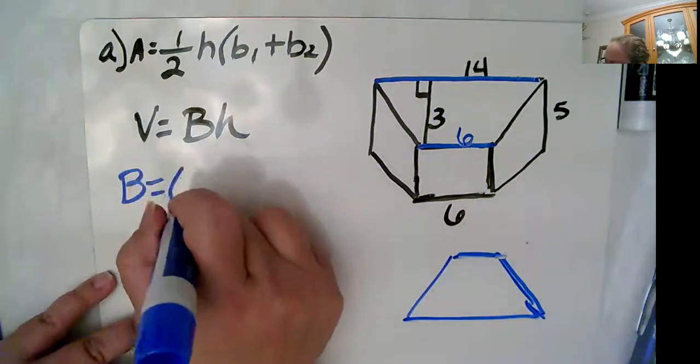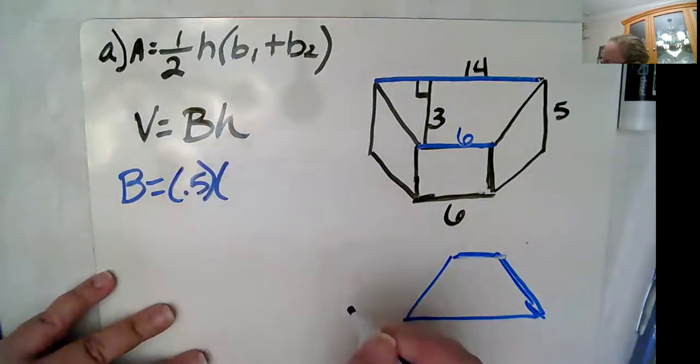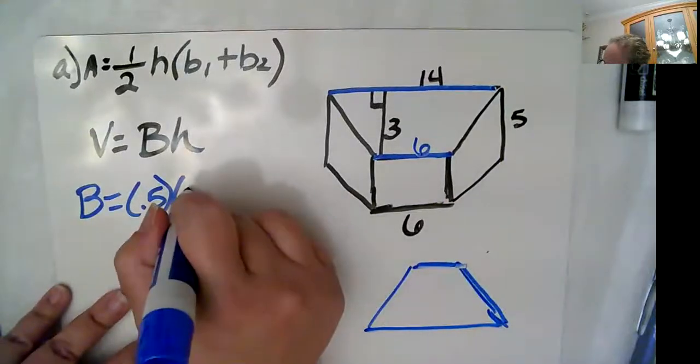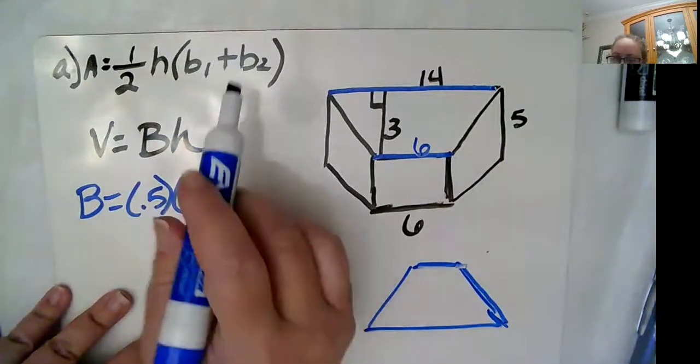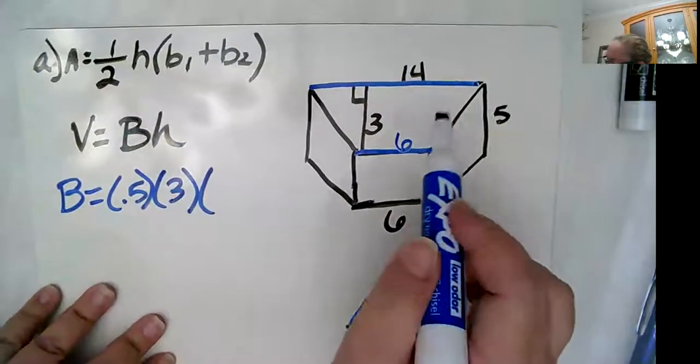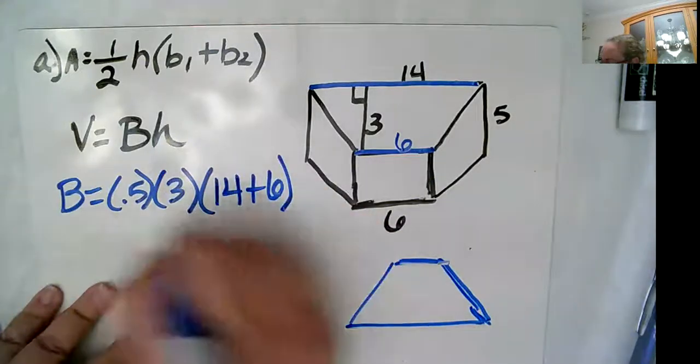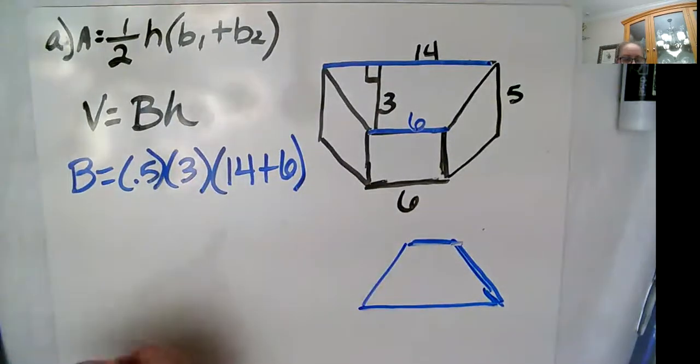And that is 0.5 times the height, which is given here as 3. That's the height of the trapezoid, times adding the 2 bases together, which is 14 plus 6. We're going to simplify that together.